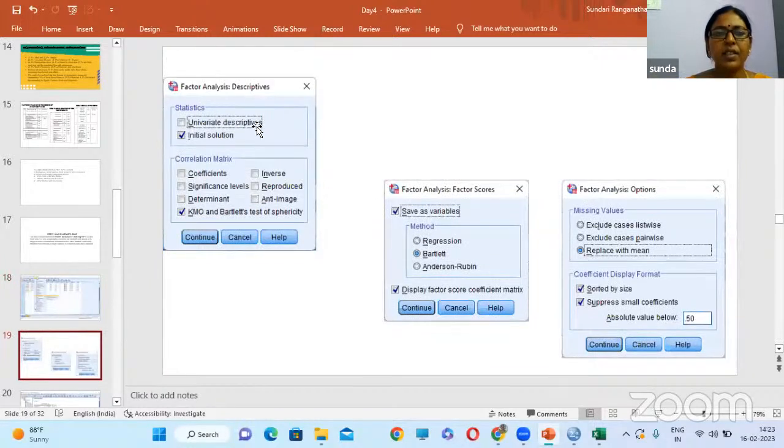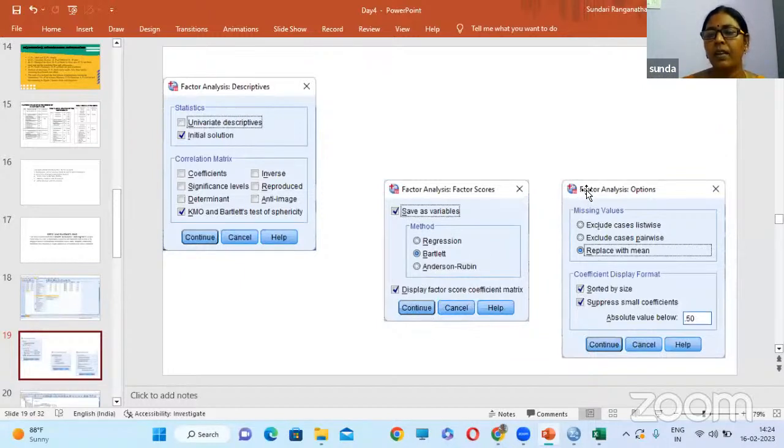In factor analysis, the first step is this. You will choose your Descriptives. In Descriptives, you have to choose Initial solution, KMO and Bartlett's test of sphericity. This is to find out whether your sample size is adequate enough to apply factor analysis. And then, how do you want to save your variables, in Bartlett model or regression model? You can try all these by trial and error and find out how the variables are formed in tables. With that, you can decide however you want.